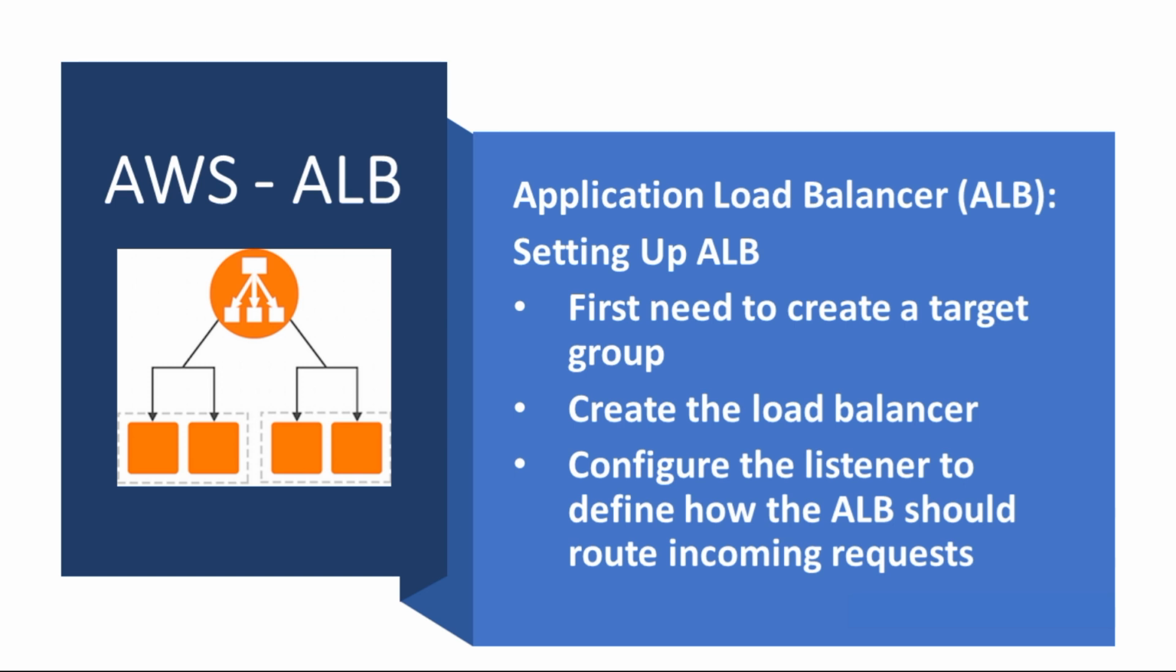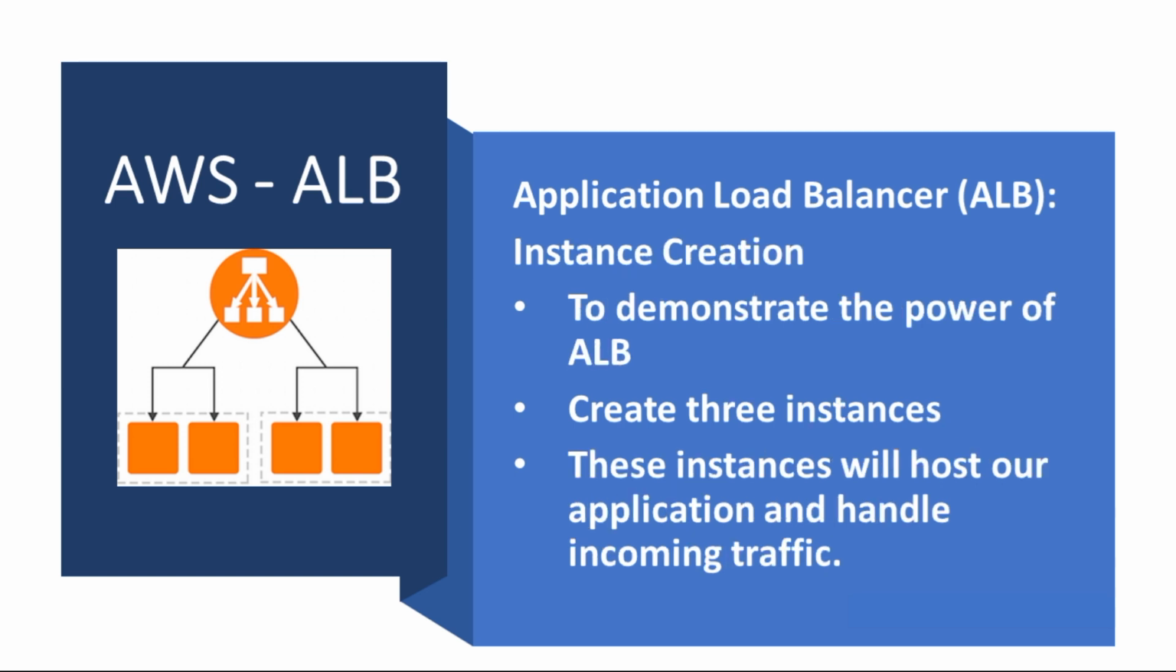Setting up an ALB involves a few simple steps. First, you need to create a target group which defines the backend instances that will receive traffic. Then you create the load balancer itself, specifying the subnets and security groups. Finally, you configure the listener to define how the ALB should route incoming requests.